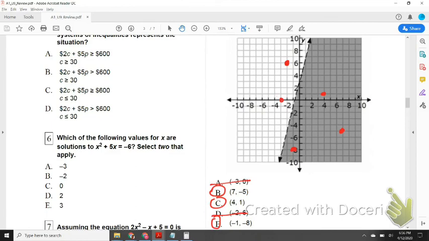All right, so that's going to conclude problems 1 through 8. Come back tomorrow. We'll do 8 or 9 more.